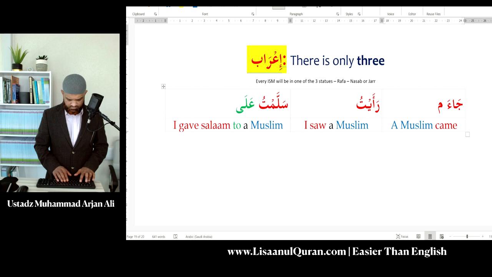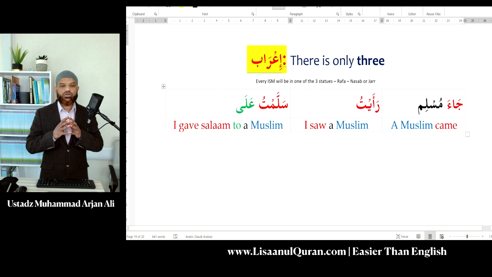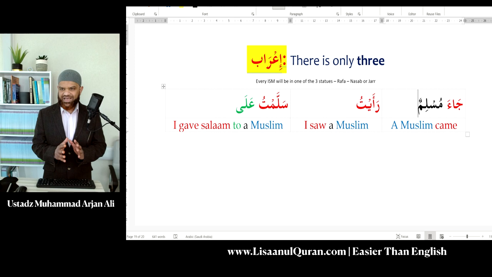So in this instance, I have to put the word Muslim in the doer version. The doer version of that is rafa, Muslimun. It has to be Muslimun because he's the one who's done the act of coming.